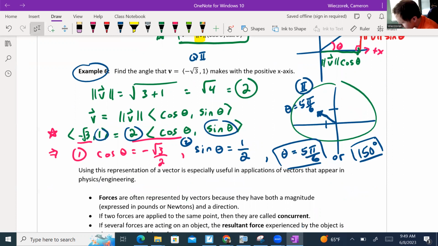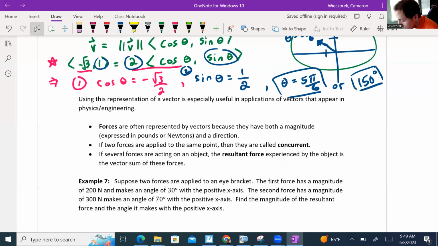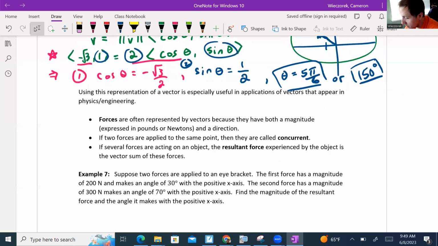Okay, last part of this section deals with forces. So a lot of different physical applications of vectors in physics and engineering. Forces, sometimes measured in pounds, sometimes measured in newtons, indicate a magnitude and a direction. We're going to look at some examples where we have two forces that are applied to the same point. These are what are called concurrent forces. And a lot of times you're going to have multiple forces acting on an object, and we're going to be interested in looking at the resultant force, kind of the combination of all of those forces acting together experienced by the object. So think of that as the vector sum of the forces.